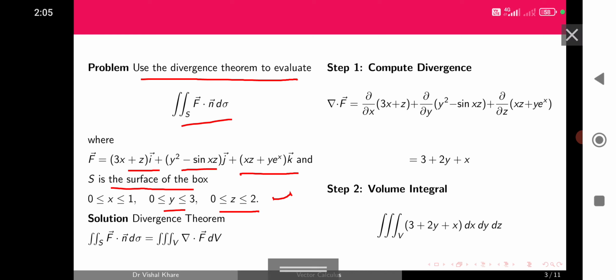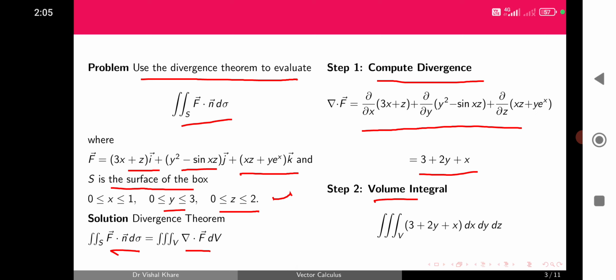So by the divergence theorem, this surface integral of F dot n is equal to the volume integral of del dot F. First of all, we'll compute the divergence. Computing the divergence, del dot F vector is equal to 3 plus 2y plus x. Then the volume integral is equal to this. We'll put the value of del dot F in this formula.